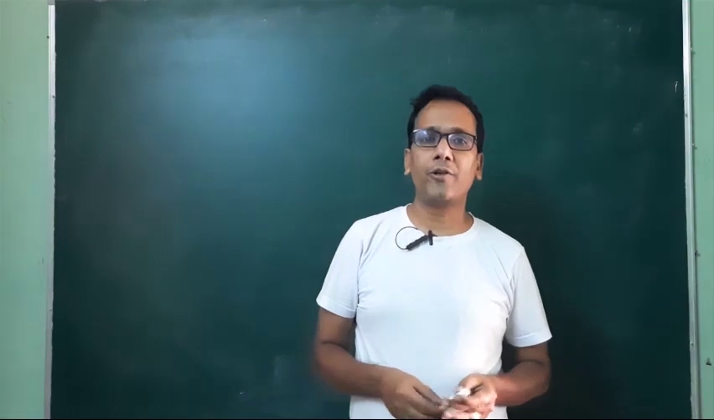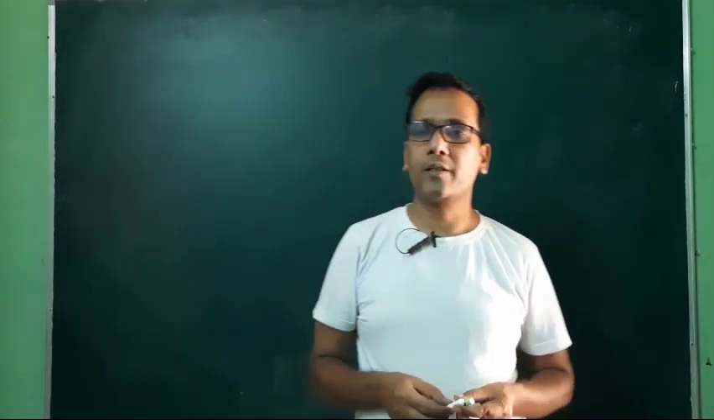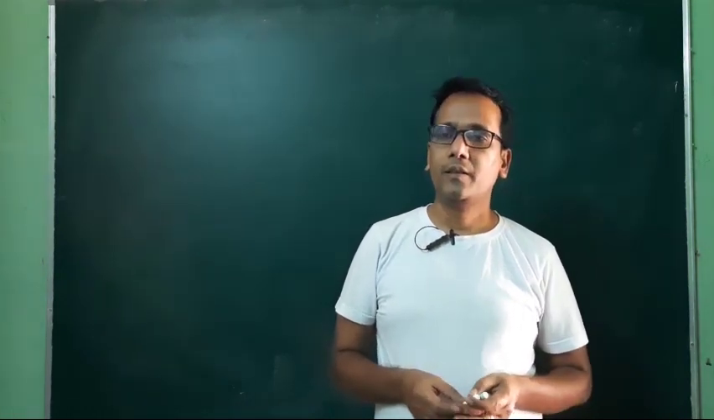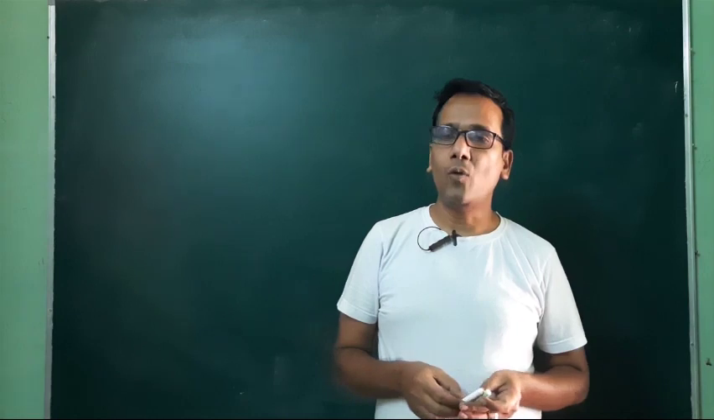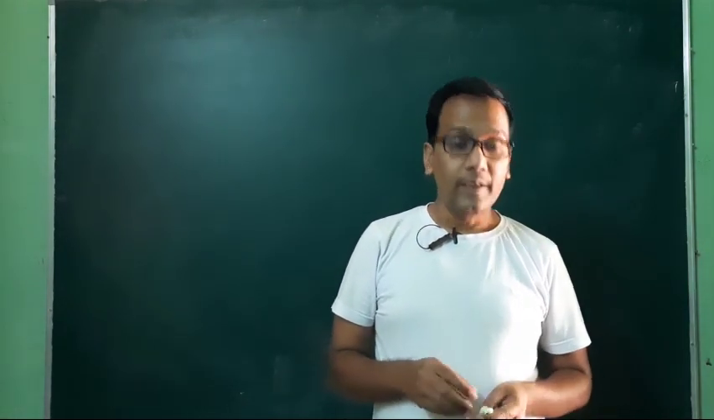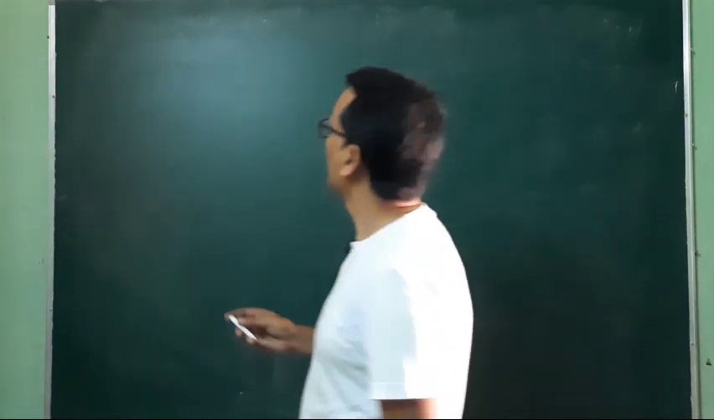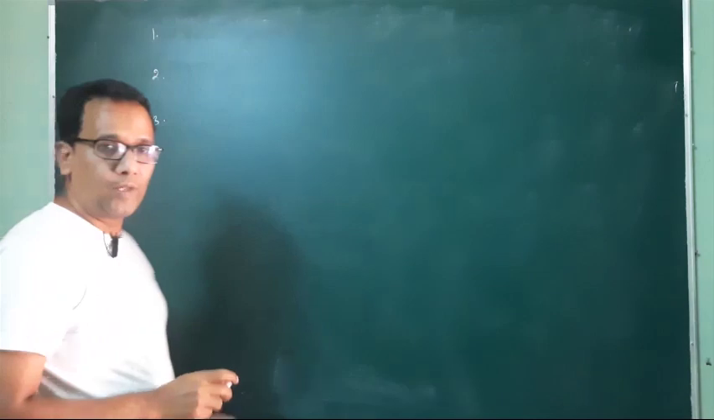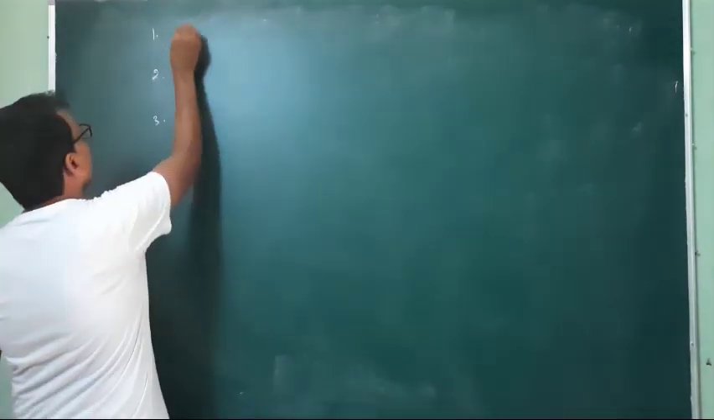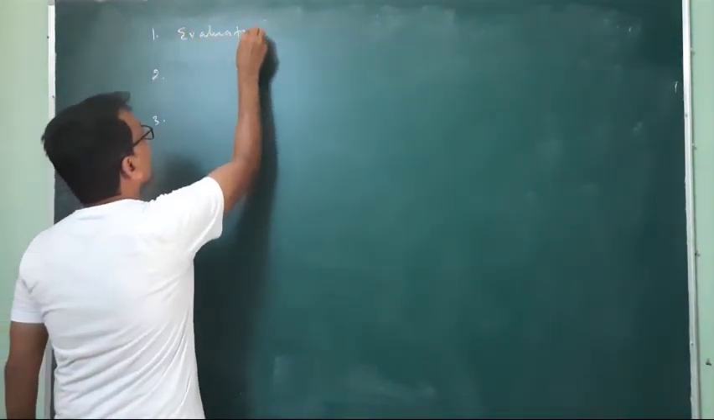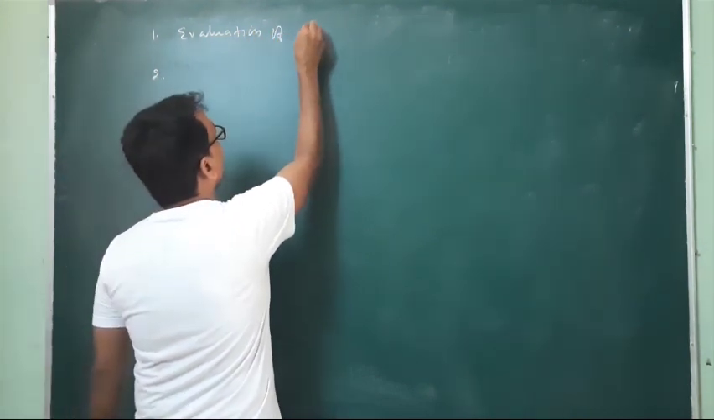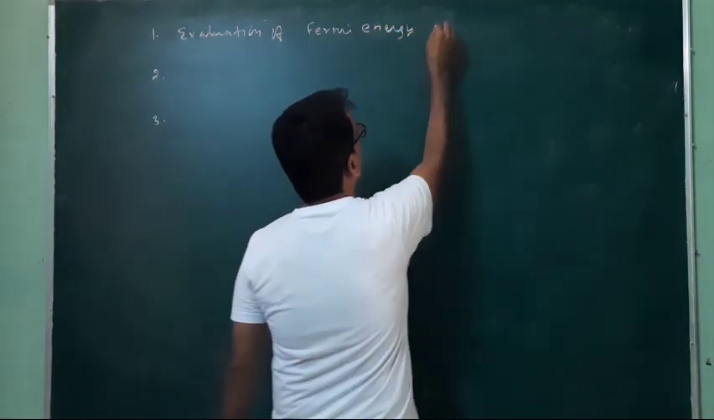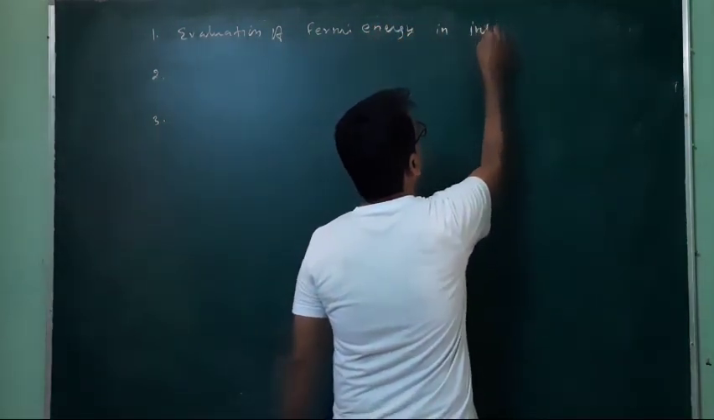This is the continuation of the last lectures, in which I discussed the carrier concentration of electrons in the conduction band and the carrier concentration of holes in the valence band. Now in this lecture I will discuss three topics. The first one is the evaluation of Fermi energy in intrinsic semiconductor.